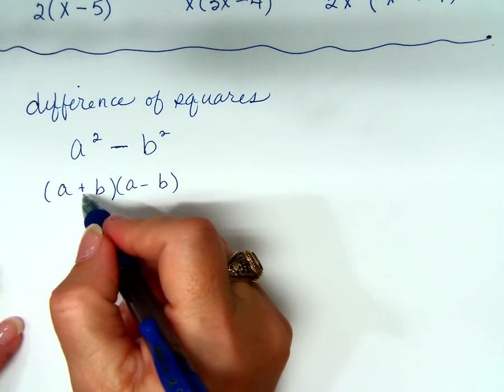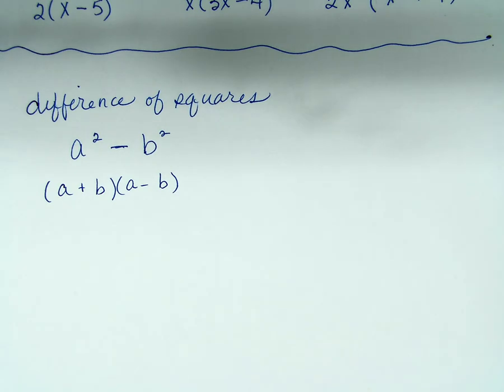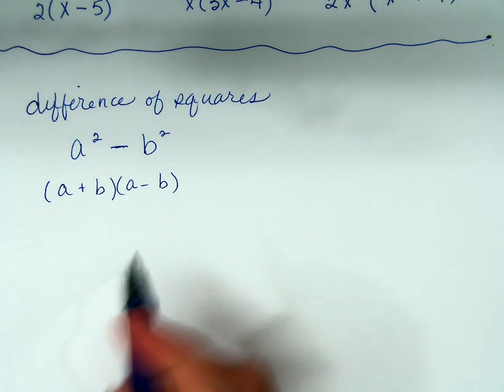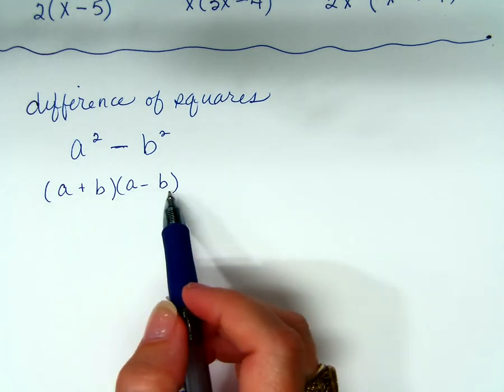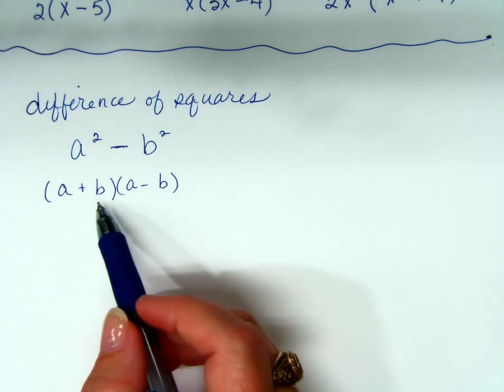Wait, should this one be the minus one and this one be the plus one? It doesn't matter. Oh, it doesn't matter. Why doesn't it matter? Because it still has the same answer. So basically it doesn't matter what order we multiply in? So if I have a plus b times a minus b, that's going to be the same thing as a minus b times a plus b? Yeah. Does that make sense?